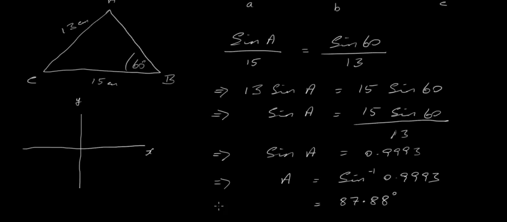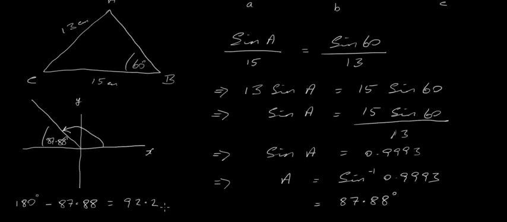However, if 87.88 was, let's say, my reference angle, so let's say it looks like this, and that's 87.88 degrees, then my actual angle that I'm looking at here is this angle here. This angle here is the second angle that will have a sine of 0.9993. So what angle is that? Well, it's just simply 180 degrees minus 87.88. So if I work that out, I get 92.2.